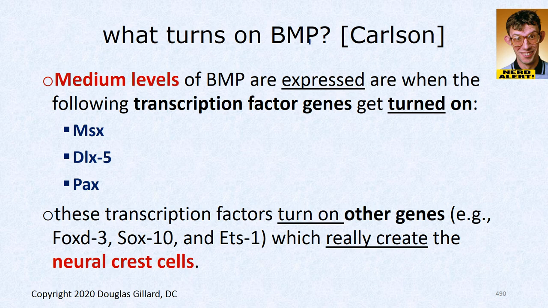So what turns on BMP in these regions? Because it's turned off just medial to these. So this is complex, and we don't fully know the story, but there are some transcription factors that need to be turned on. So there's MSX, DLX5, and PAX that need to be turned on. These transcription factors turn on other genes within the cells that are going to become neural crest cells, specifically FOXD3, SOX10, ETS1. If you're going to be a neural crest cell, you have to have these three genes turned on. Okay, we won't go any deeper than that. To have these turned on, you have to have these turned on.